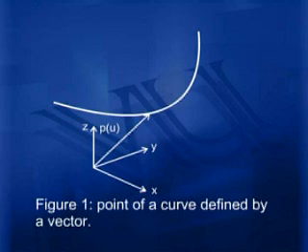Now each of the points lying on the boundary of the curve can be defined by a specific vector. This is just an example. For some point p, we have p of u vector defining that point. Each point on a curve is defined by a vector p. The components of this vector are x of u, y of u, and z of u.